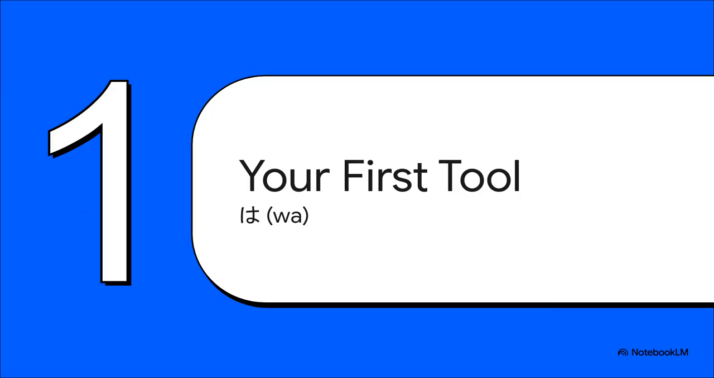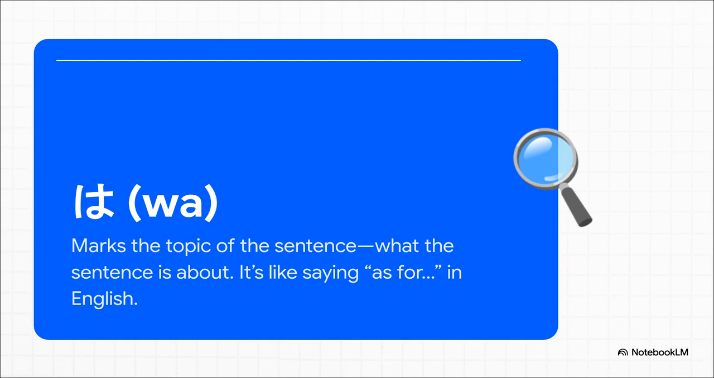Okay, let's grab our first tool for the toolkit. This is ha. Now, the first thing you have to know is a little tricky. Even though it's written with the character for ha, when it's used as a particle, you always pronounce it wa. Got it? Cool. Now let's see what it actually does. So, wa is what we call the topic marker. Its entire job is to shine a big ol' spotlight on the main thing the sentence is about. It's basically like saying, hey, you, listen up. As for this thing, it totally sets the stage for everything that comes next.